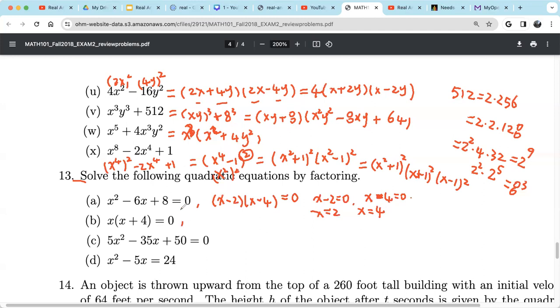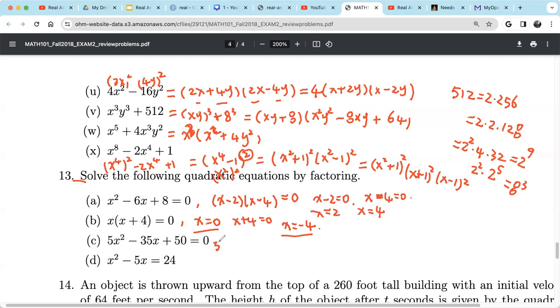Well, this one, by the zero property, either factor can be 0. So the factor x can be 0. The factor x plus 4 can be 0. Well, x plus 4 equals 0 means x is -4. So we have 2 solutions, -4 and 0.